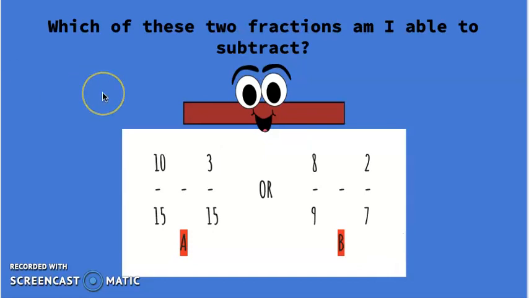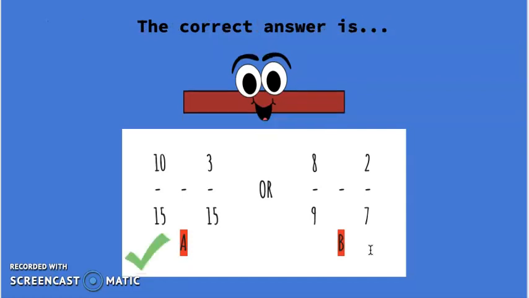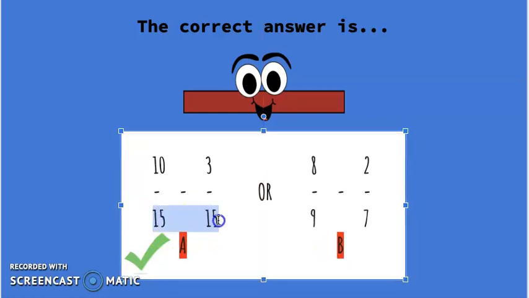Now, which of these two fractions am I able to subtract? A, 10 over 15 minus 3 over 15, or B, 8 over 9 minus 2/7? And the correct answer is A. I am able to subtract these two fractions only because they already have the same common denominator. I can't subtract the other two fractions yet.